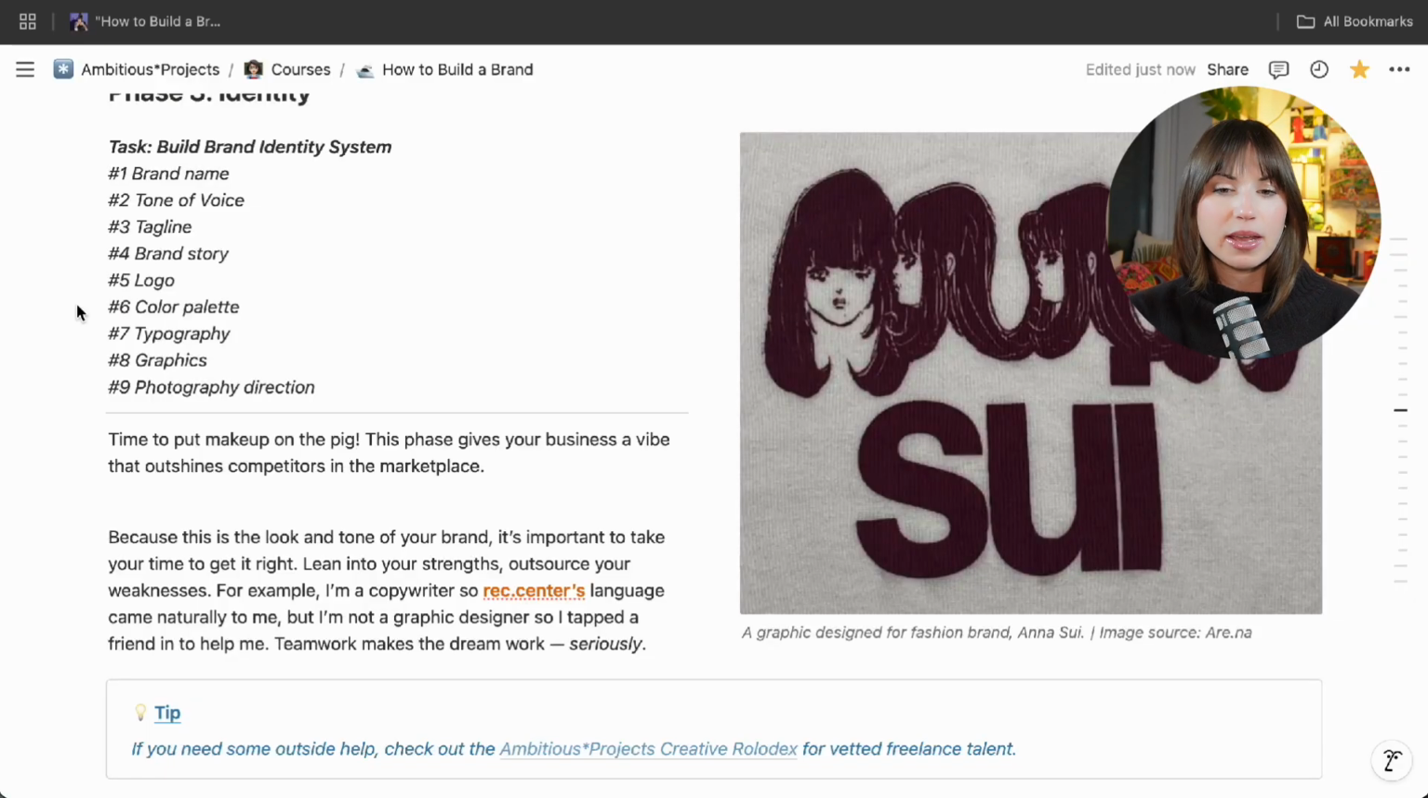Today's task is to build your brand identity system. This is inclusive of brand name, tone of voice, all the way down to graphics and photo direction. We're going to be going through each one of these elements in a very detailed way. We all have our strengths and we all have our weaknesses. We literally all have them.